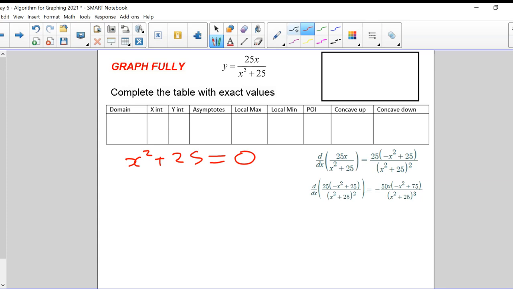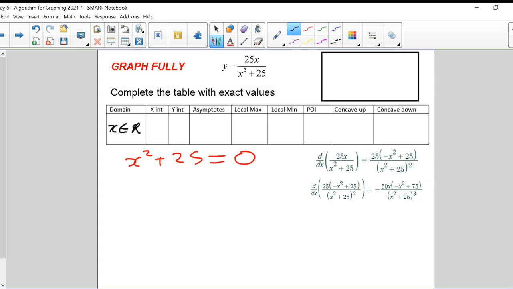So there are none. So it's all real numbers. It's a continuous domain. Nothing is getting in the way of this domain. Something to bear in mind.